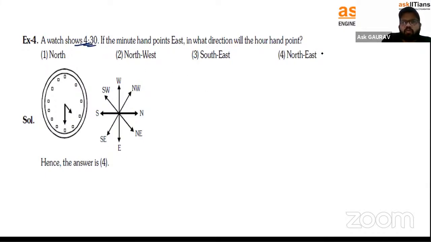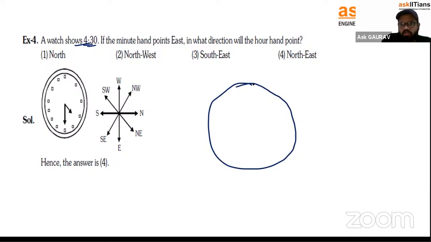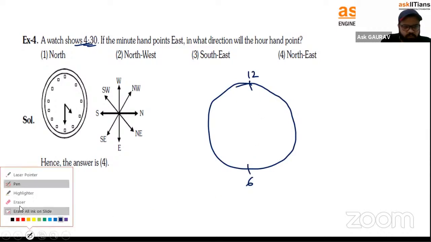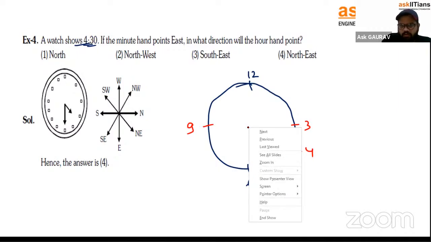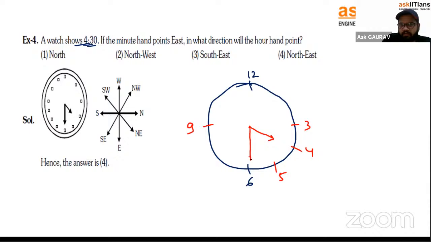A watch shows 4:30. Let's say this is a watch. This is 12. This is 6. This is 9. This is 3. Then 4, then 5. So 4:30 means the hour hand will be at 4 and the minute hand will be at 6. This is how 4:30 is.